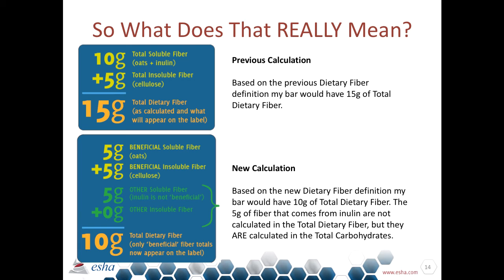Now, when we look at how this calculation would be considered per the new regulations, we're still getting 5 grams of beneficial soluble fiber from the oats. We're also getting the 5 grams of insoluble fiber from the cellulose. However, inulin has been determined that it is not beneficial, and it is on the list of review that the FDA is reviewing. So in this case, because we are not told that inulin makes the list, we are not allowed to consider it beneficial, in which case our new total dietary fiber will be 10 grams rather than the 15, and we have to subtract the inulin as that's not considered beneficial.